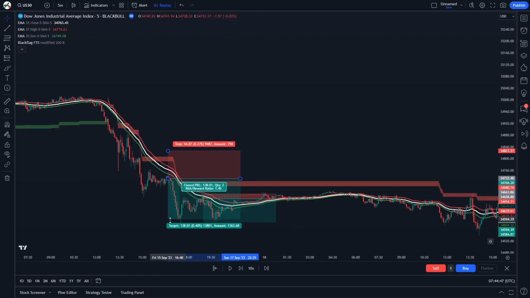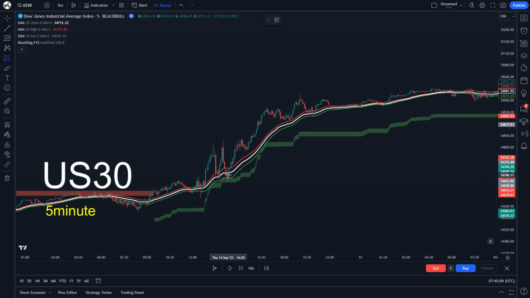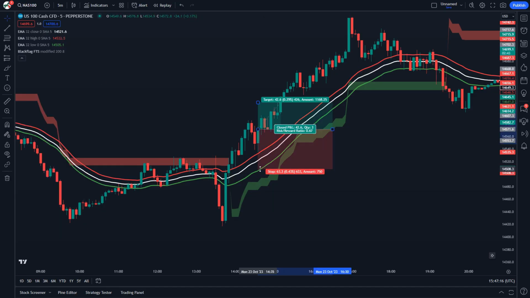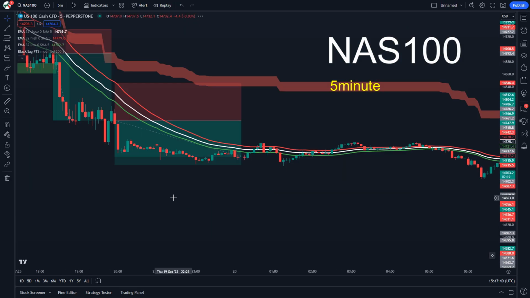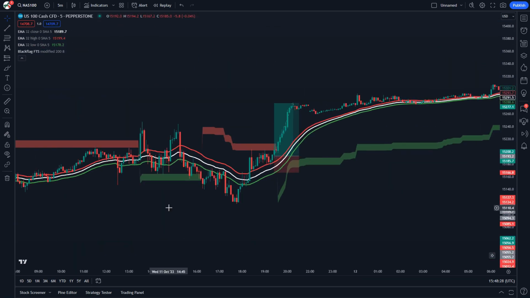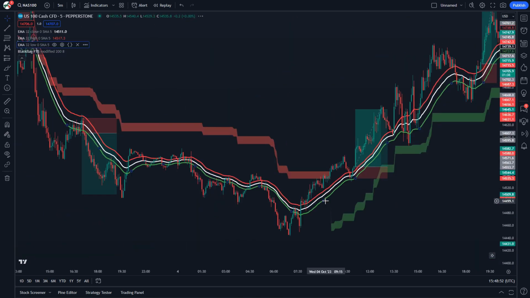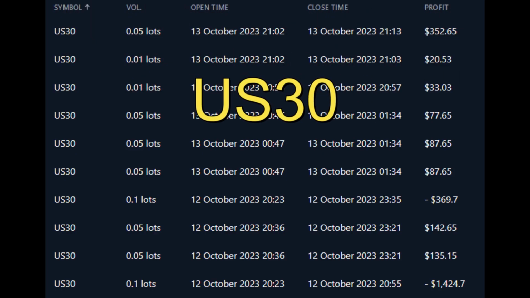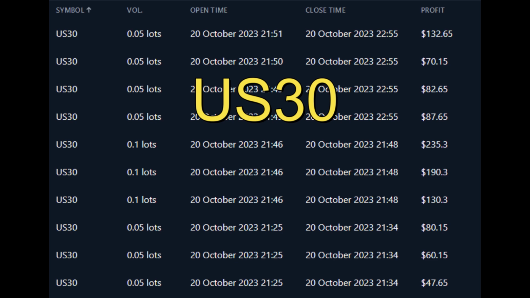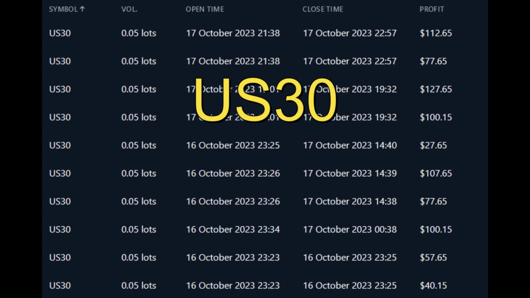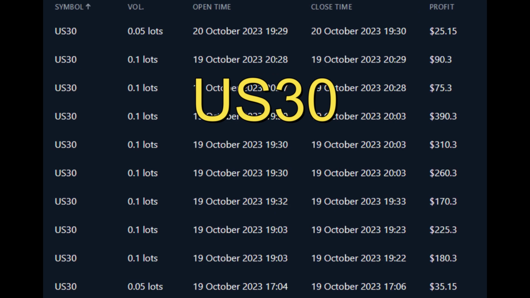Now that we've completely learned this strategy, I want to test it on the US 30 index chart with a 5-minute time frame, and see how much profit we could have made in these trades using the strategy. Now let's see how much profit is made with just these 50 trades. In only 50 trades on the US 30 index chart, we achieved nearly 350% profit, and this much profit in such few trades is truly amazing.